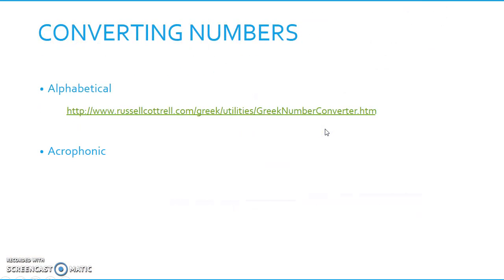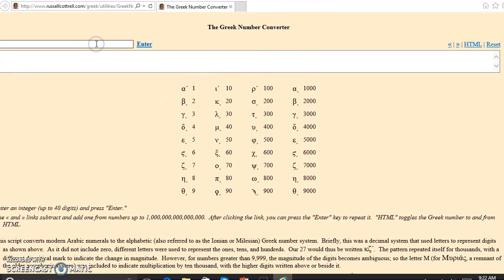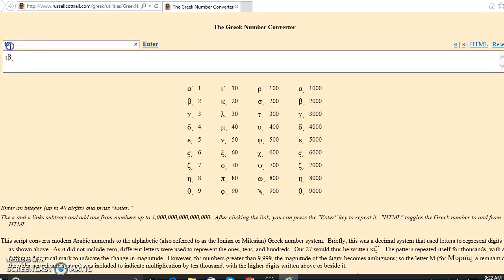So then, converting numbers. I found this website which changes the number into alphabetical. So you just type it in here. For example, if you did like 12, enter, and then it would change it. Or you could do like 37, enter, and it would change it into the alphabetical symbol. And this is just kind of to give you an idea of what each number is represented by. So you can play around with that.